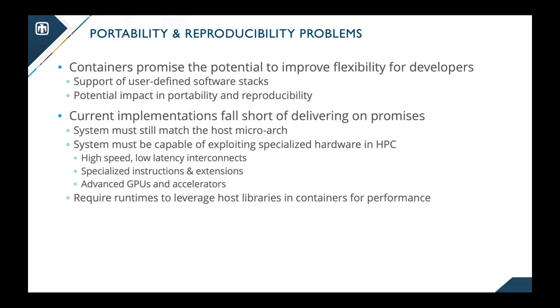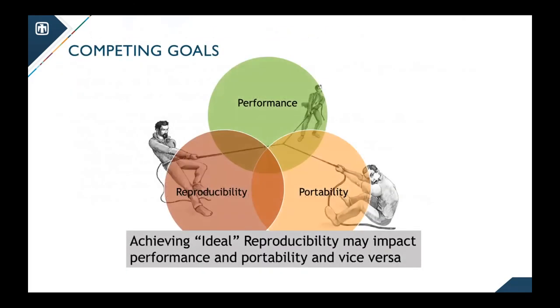Because we care so much about the P in HPC, and that is performance, right? So we still need to build our containers that match our host microarchitecture. They need to be capable of exploiting the specialized hardware that we're seeing. This includes not only our high-speed, low-latency interconnects and specialized extensions within CPUs, but a vast and growing array of GPUs and accelerators. And our runtimes really need to leverage these different libraries from the host directly in containers to get that performance. So there's this fundamental struggle that we see between performance, reproducibility, and portability.